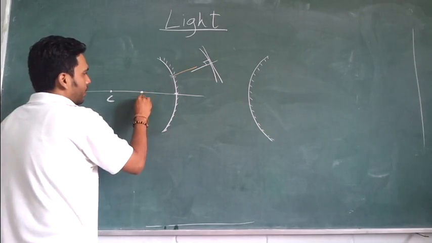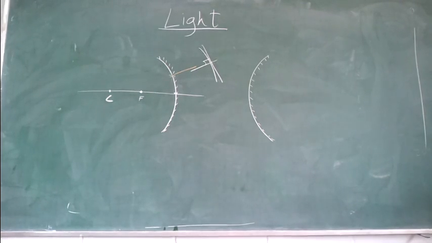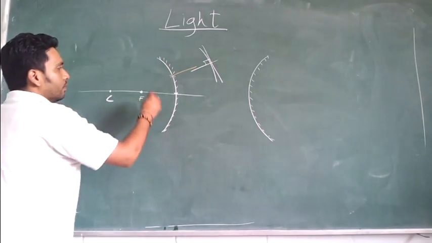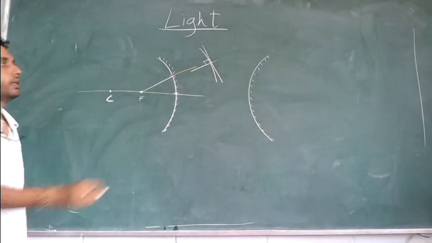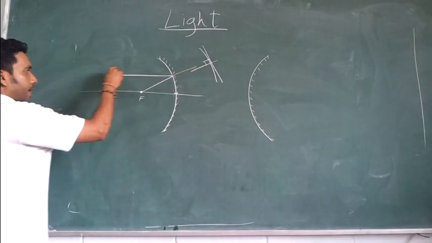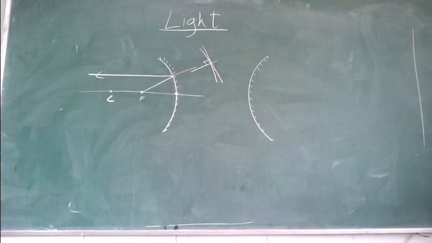We define another point which is called focus in such a way that when a ray goes from the focus, strikes the mirror, it comes back parallel to the principal axis. Any doubt?